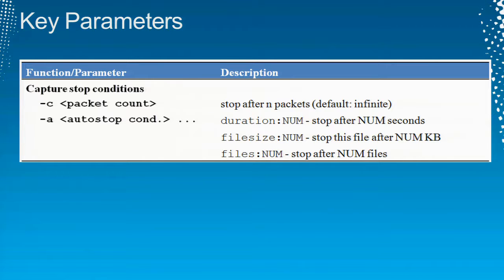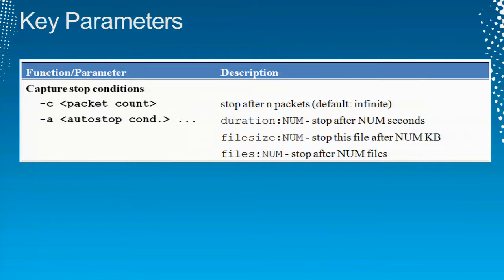We just do a dash a, and then we put in the word duration, colon, and then 120 if we want that. Or the file size, and the file size is defined in kilobytes, not in megabytes, which is such a hassle. Not in gigs, but hopefully you're not picking up gigs of traffic. Wireshark will not be able to process gigs of traffic. And then you can say how many files you want it to stop after. So we can say that we want to stop after 6 files or something like that.